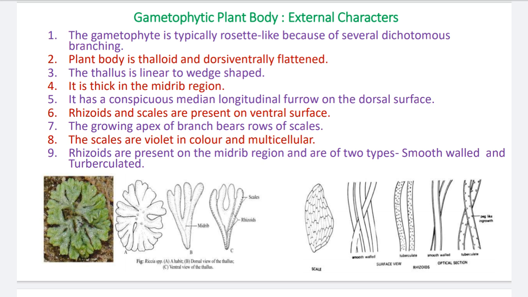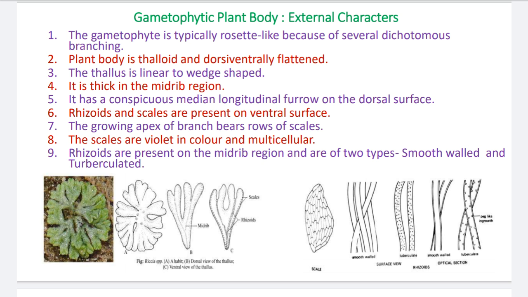Number seven, the growing apex of the branch bears rows of scales. On the ventral side, the growing apex as well as the margins of the thallus have many scales. Number eight, the scales are violet in color and multicellular. On the other hand, the rhizoids are unicellular structures.